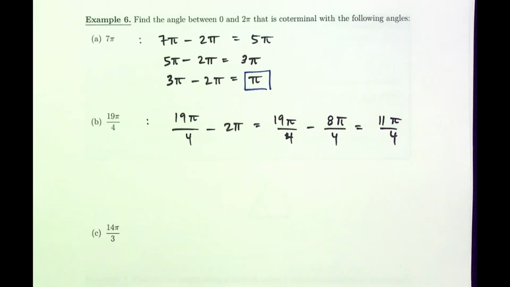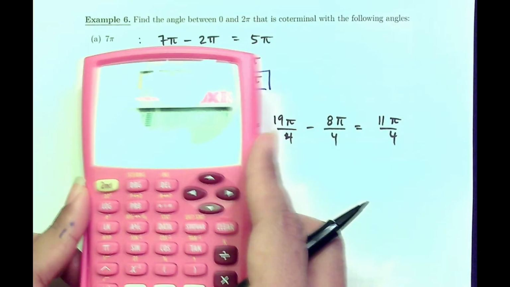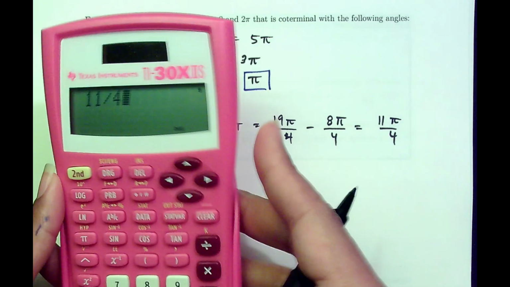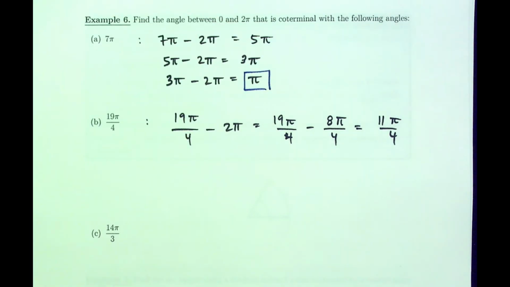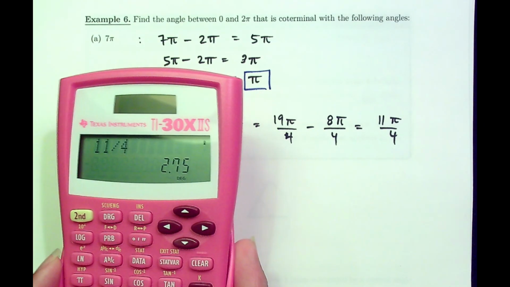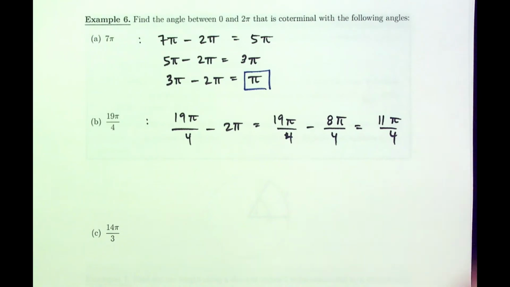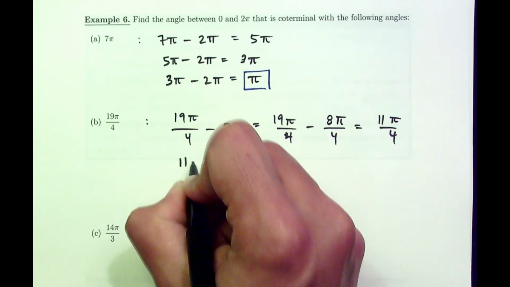Now 11 pi over 4 is still bigger than 2 pi. We need to do it again. How do I know? Well, because 11 divided by 4, put it on the calculator, is 2.75. That's bigger than 2. So the coefficient of that pi is still bigger than 2, so that's still bigger than 2 pi. So we do it one more time. 11 pi over 4 minus 2 pi.